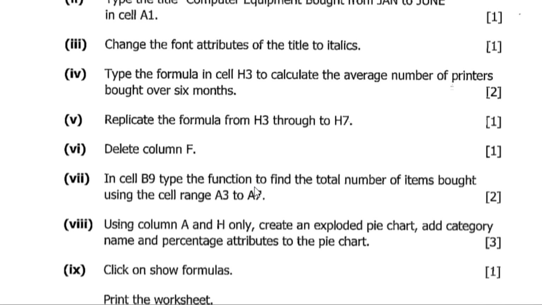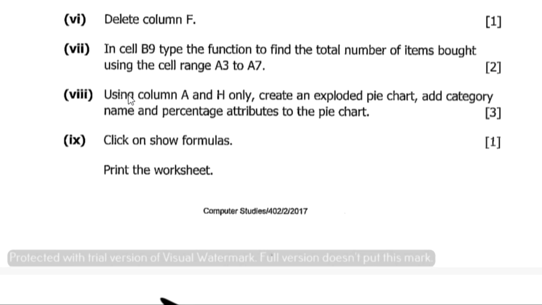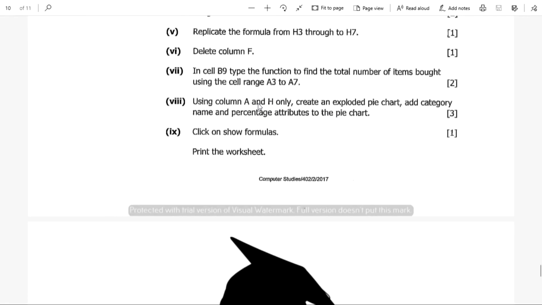Question 8 says that using column A and H only, create an exploding pie chart and add category name and percentage attributes to the pie chart. So you should do that. So let us start small by small. Let us approach this problem using cells.